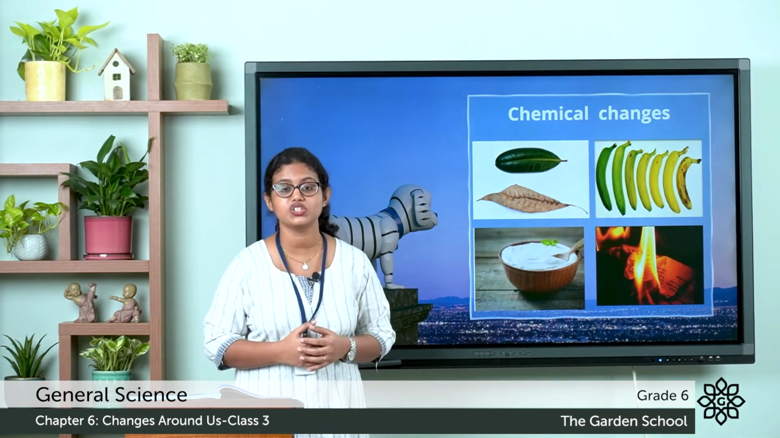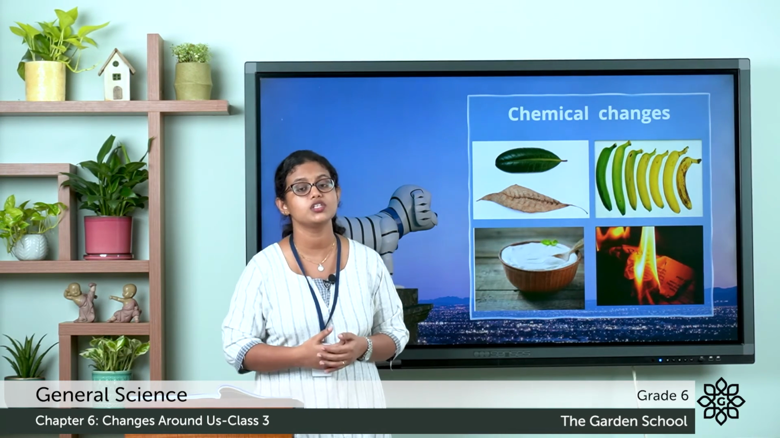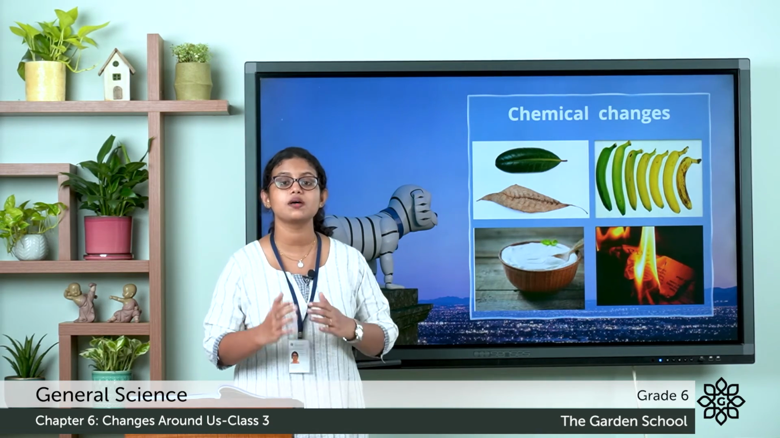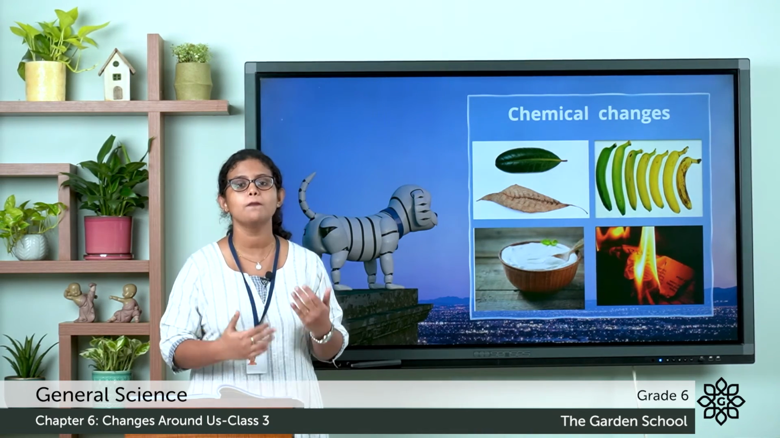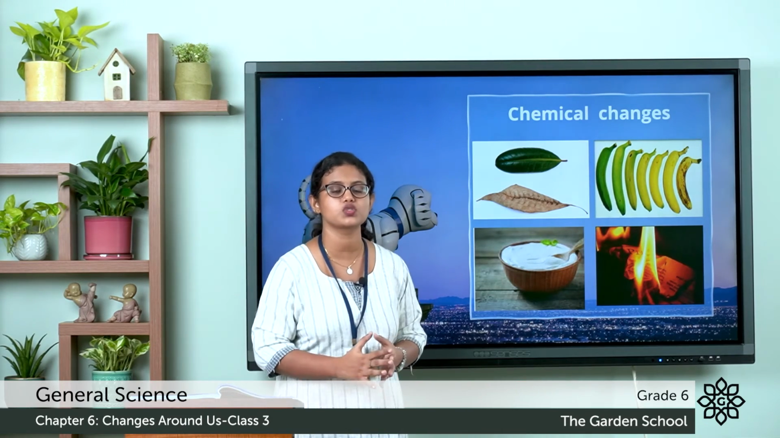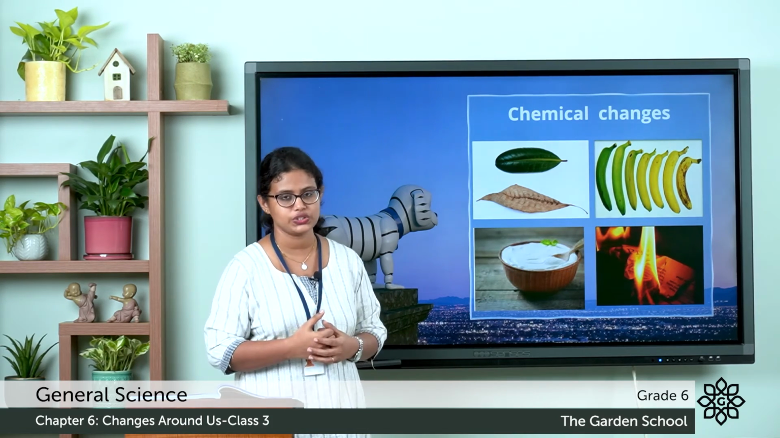So what is a chemical change? In a chemical change, the chemical properties of a substance change and a new substance is formed. And it is a permanent change and it is mostly irreversible, which means it cannot be reversed to its original form. So that is about chemical changes.